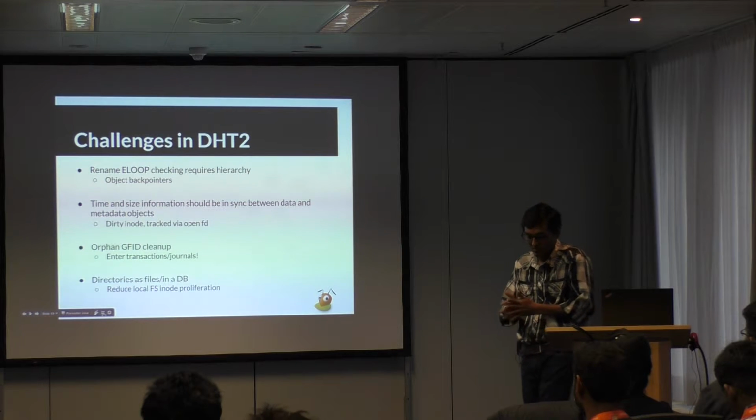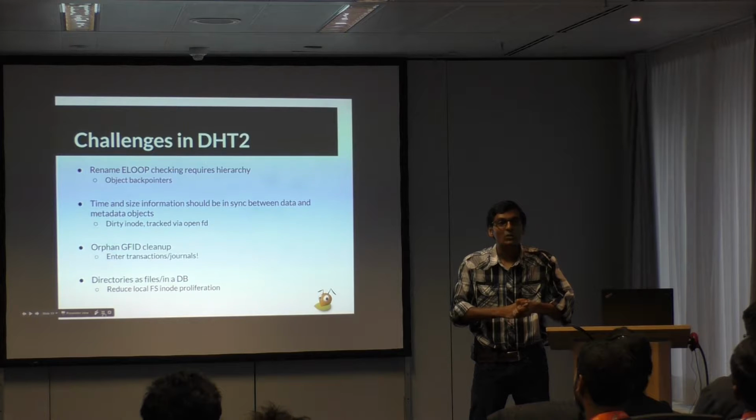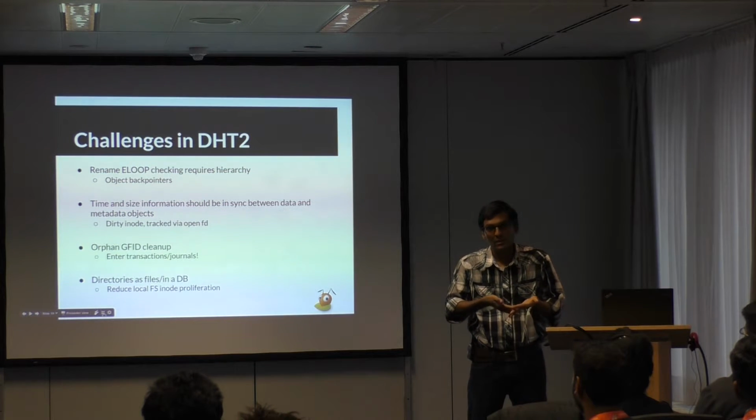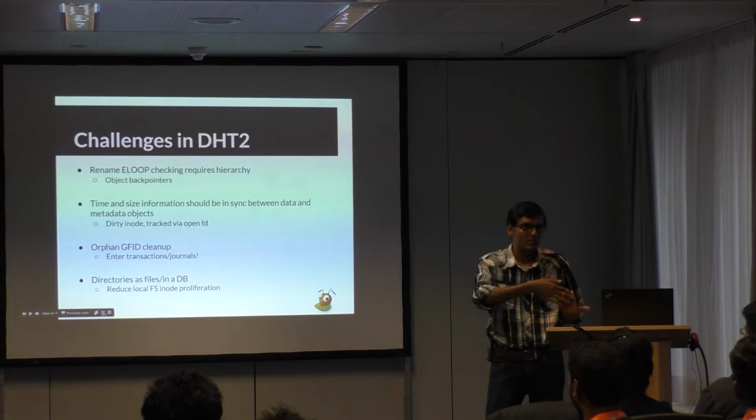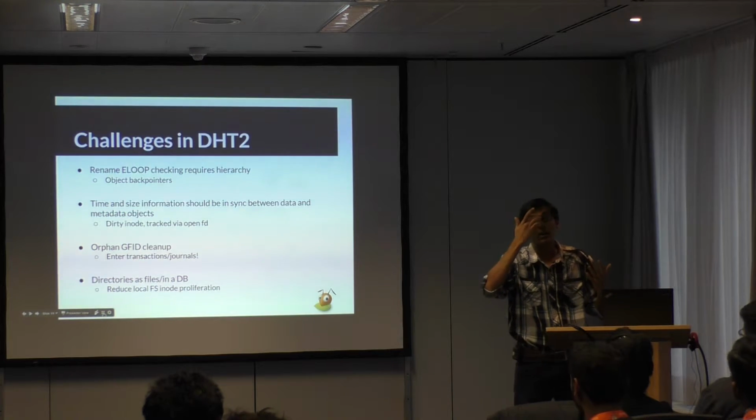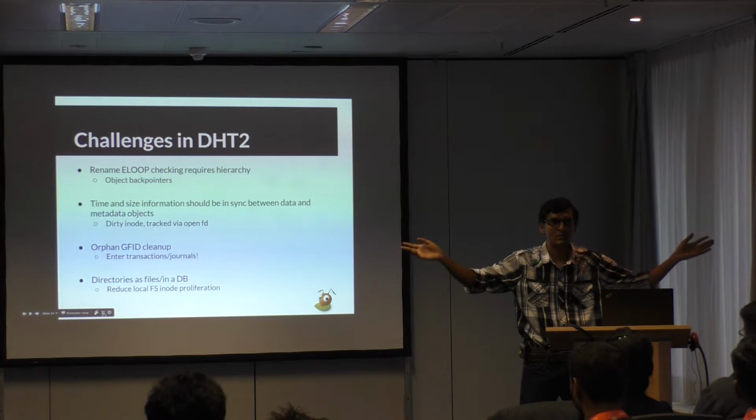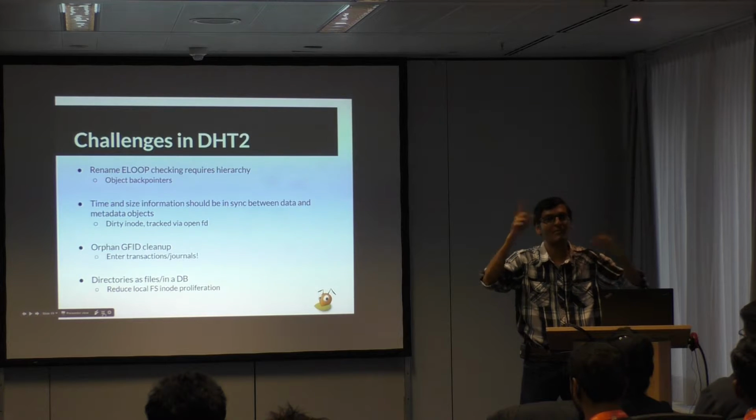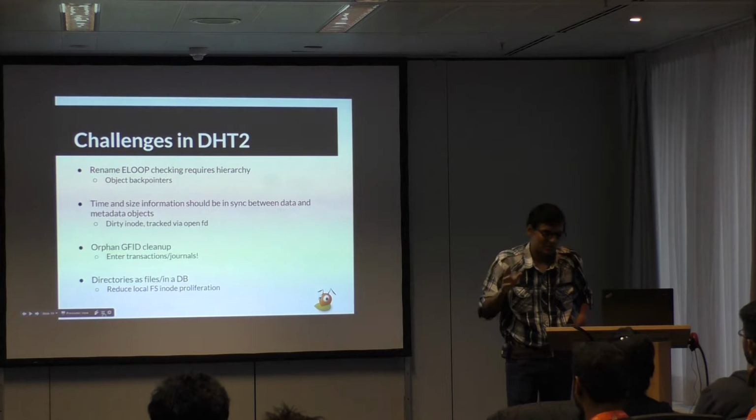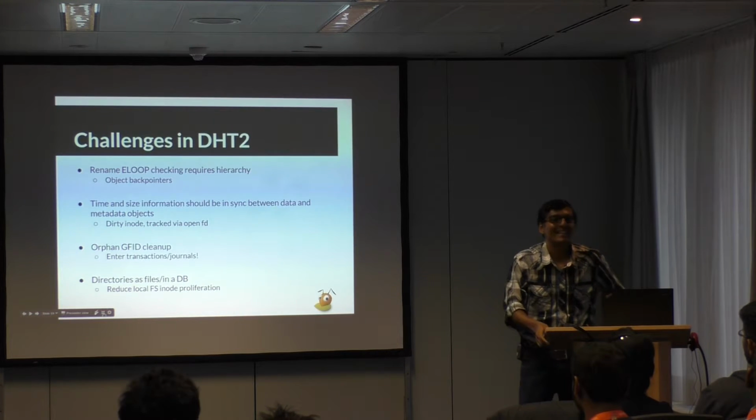Okay, so some further challenges in DHT2 based on all of the design. Rename is going to be very interesting, because rename needs to do e-loop checking. To do e-loop checking, you need hierarchy, because you need to go back and say, am I forming a loop or not? And directories are not co-located, so they're going to be split across. You're going to have to hop subvolumes to do this. But it's not all that gloomy.